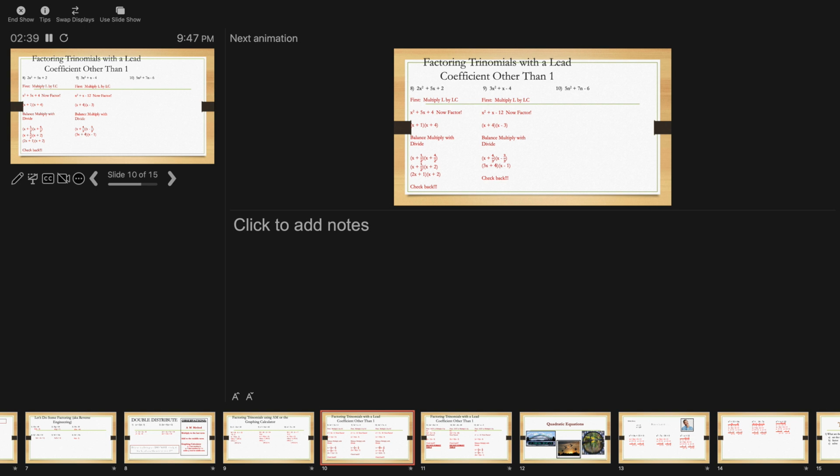If I distribute back, 3x times x is 3x squared. 3x times negative 1 is negative 3x. 4 times x is 4x. Negative 3x plus 4x is 1x. 4 times negative 1 is negative 4.